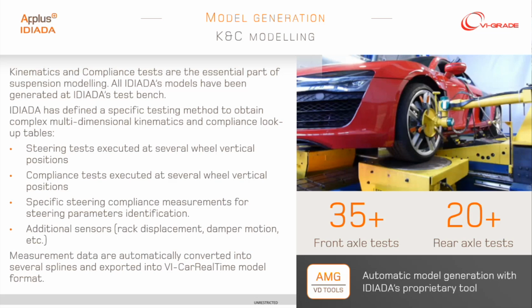So what we get from here is characterized all the kinematics, all the compliances at different vertical positions of the wheels. We get characterized the steering kinematics, this part of the steering system, and also we add additional sensors to get things like the motion ratio and so on. So it's pretty much a very complete characterization of the whole kinematics and compliance, which, as I said, is one of the main parts or the main skeleton of the VI-CarRealTime model, the digital twin.